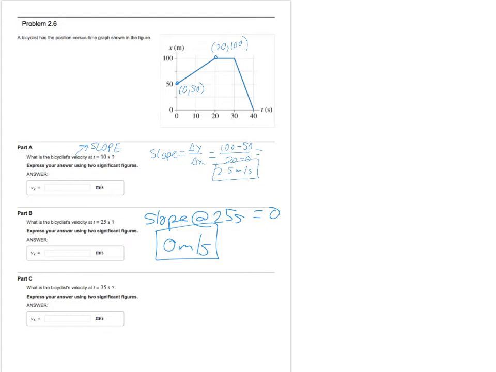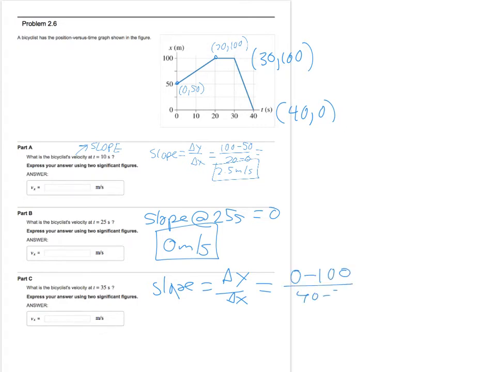Okay, and then for our last one, what is the velocity at 35 seconds? Okay, so we're over in here. Once again, we're going to calculate our slope. So I'm going to pick points. We have 30, 100, and 40, 0. So I'm going to say slope is change in y over change in x. So it's going to be 0 minus 100 over 40 minus 30, which gives me a slope there of negative 10 meters per second.